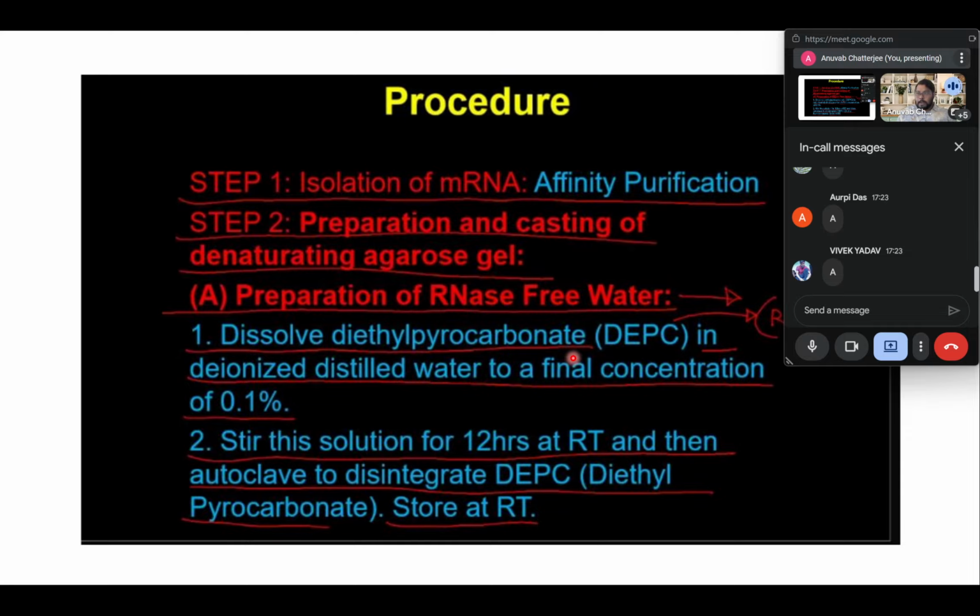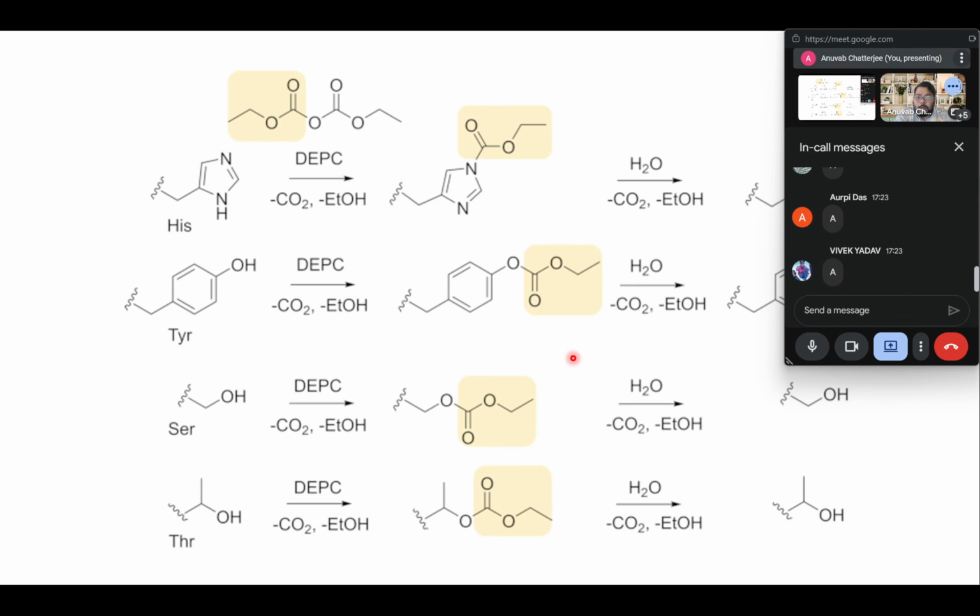So if there is any chance of RNases being present in your water, DEPC will go in and bind to your enzyme and prevent it from functioning because it binds to it. And DEPC is very often used to make RNase-free water, and that water is used to make RNase-free buffers or reagents that can be used in all of these experiments. So how does DEPC work?